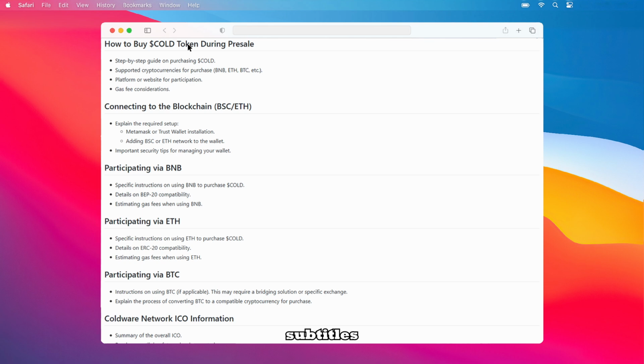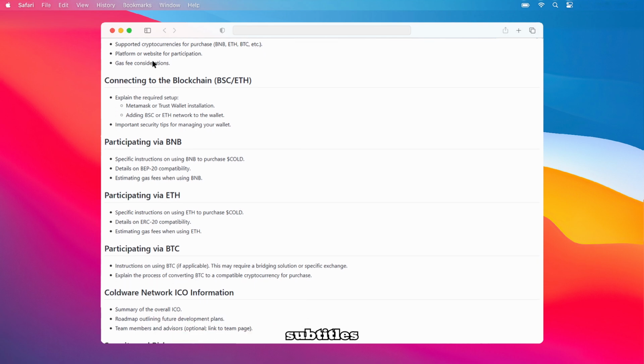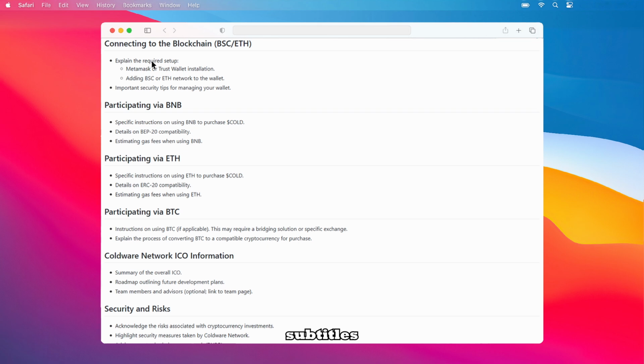Once installed, you'll need to add the BSC or ETH network to your wallet's configuration, depending on which blockchain the presale is operating on. Finally, and this is very important, be sure to follow security best practices when managing your wallet. This includes keeping your seed phrase extremely safe, never sharing it with anyone, and being cautious about connecting your wallet to untrusted websites or applications.